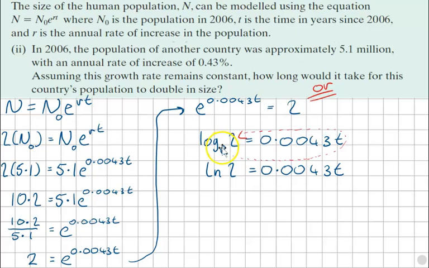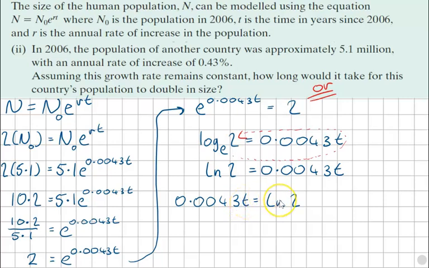And log base e can be rewritten as ln. So it's just another way to write log base e, the natural log. So they just mean the exact same thing. So ln 2 is equal to 0.0043t. So I've just swapped them around so that the variable, the t, is on the left-hand side.